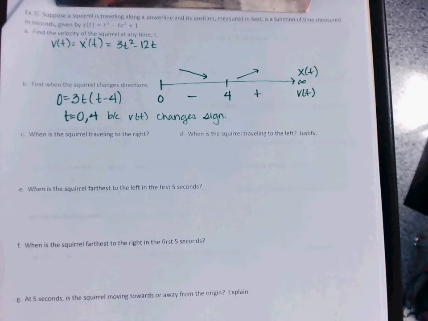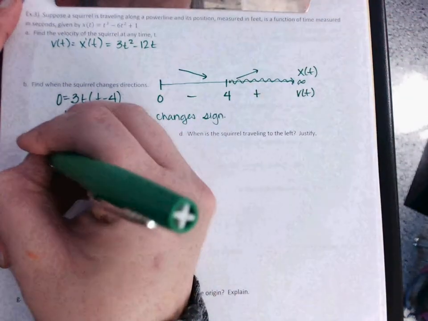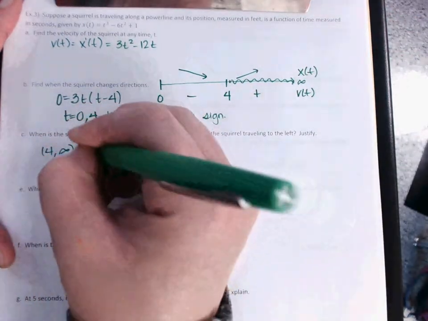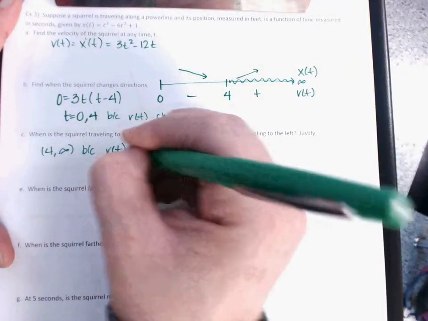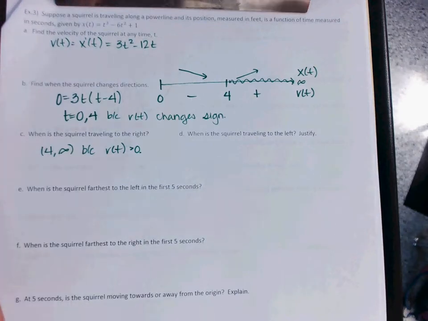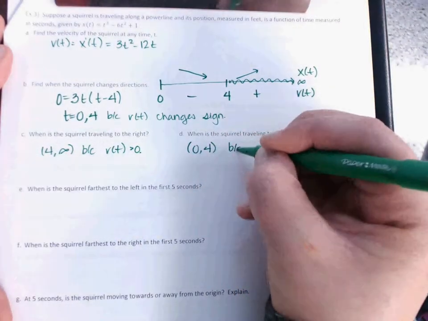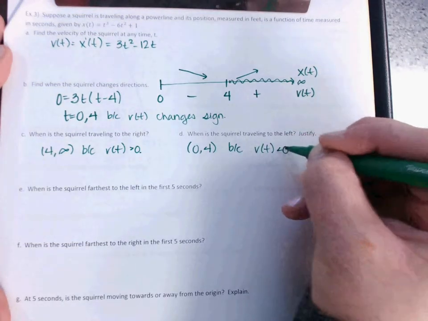Okay, part C says, when was the particle traveling to the right? Which interval would that be? 4 till poor squirrel dies. Okay, 4 to infinity because v of t greater than 0. When was the squirrel going to the left? 0 to 4 because v of t less than 0.